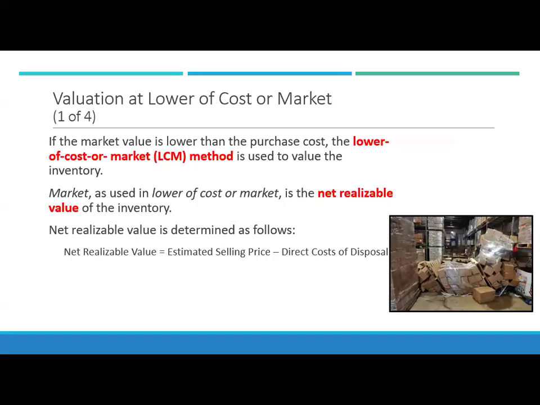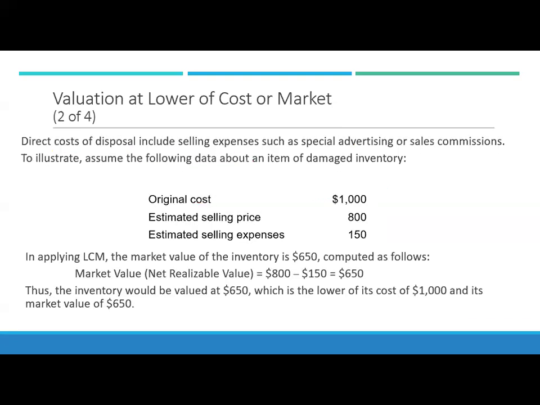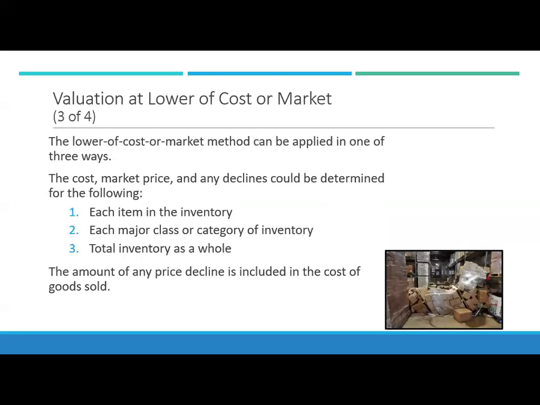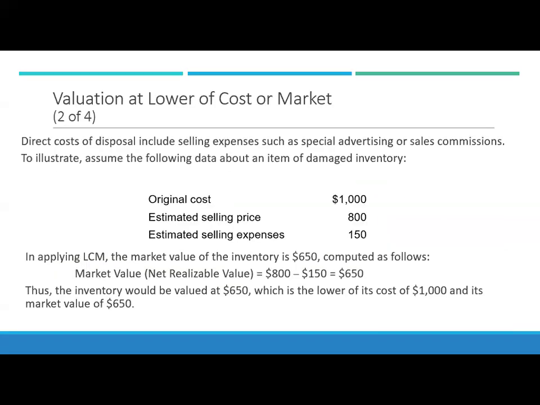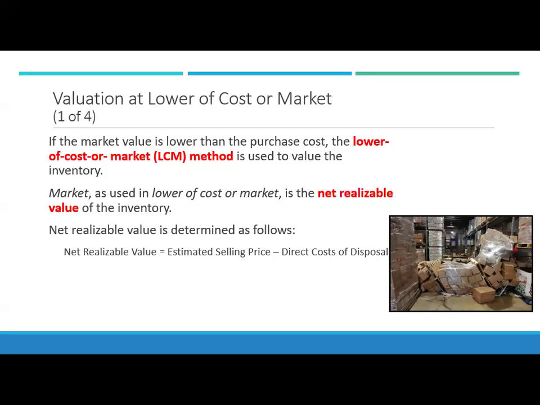And this creates what's called a lower of cost or market write down, and it's valued using the lower of cost or market method. And this values the inventory, if it is decreased in value for some reason, at the net realizable value, which is the selling price minus the direct cost of disposal. And those direct costs of disposal are the cost to get rid of this inventory. For example, sales commissions, shipping, things like that.